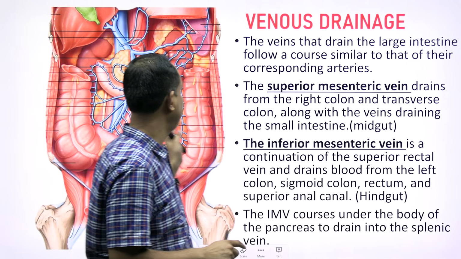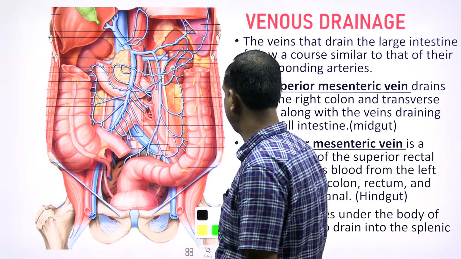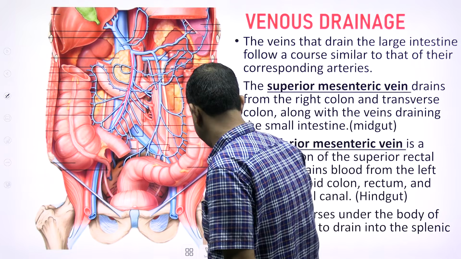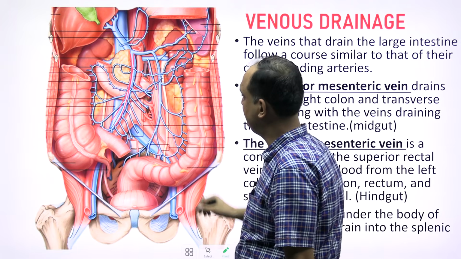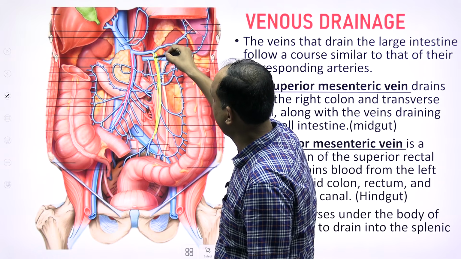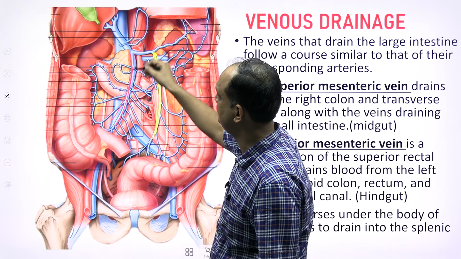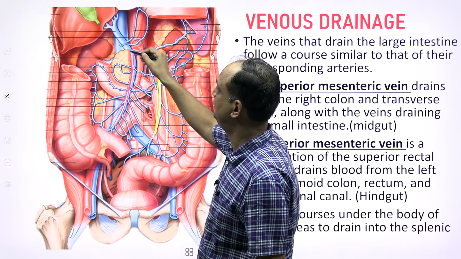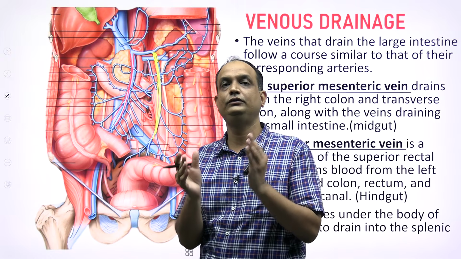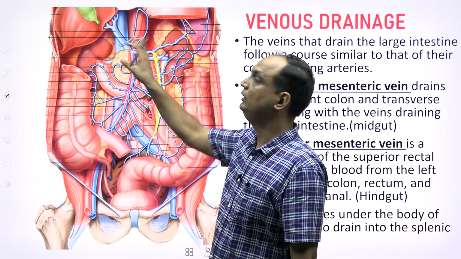So, superior mesenteric vein, if you see in this image, this is the superior mesenteric vein. And where is the inferior mesenteric vein? So, this is the inferior mesenteric vein. So, inferior mesenteric vein opens into the splenic vein. Splenic vein joins your superior mesenteric vein and both of them will form the portal vein. So, whatever the blood of your large intestine, it will drain into the portal vein.